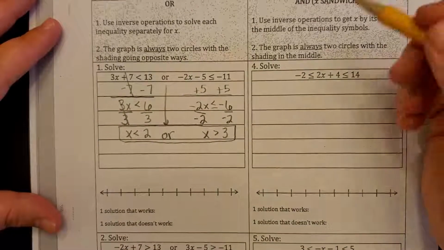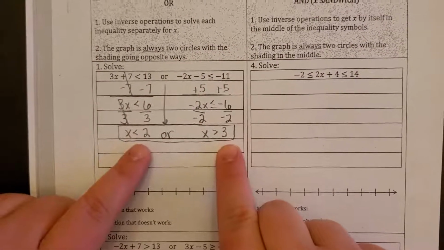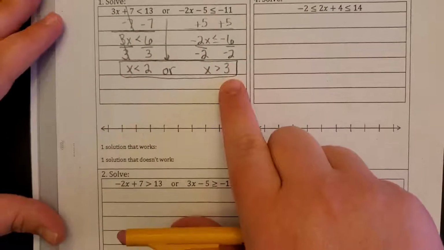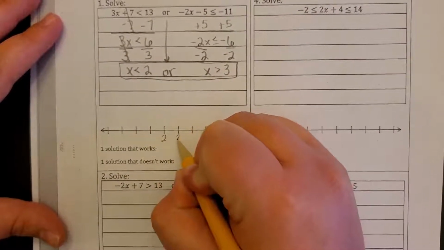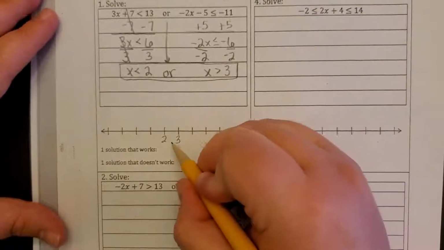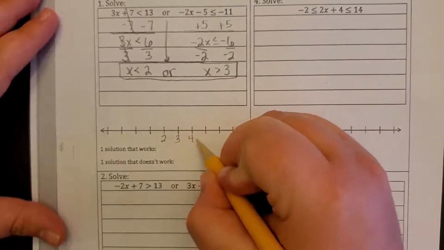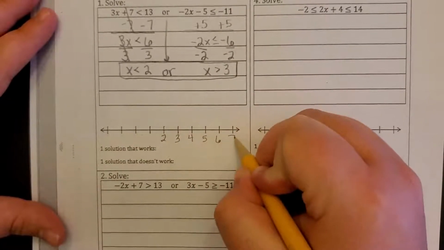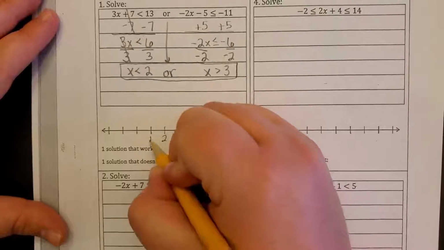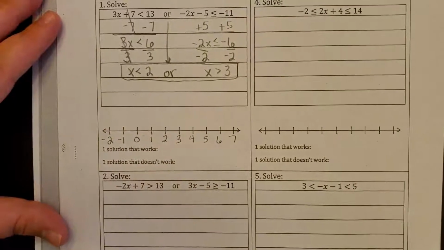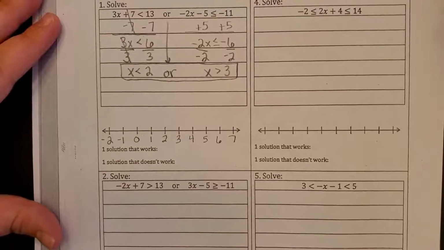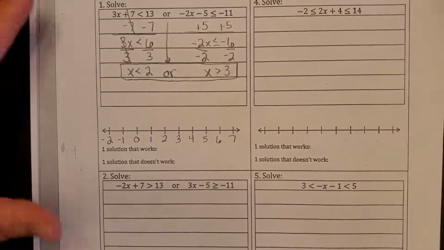When I go to put these on the number line, you have to make sure that both the 2 and the 3 are on the number line. This one's pretty easy because 2 and 3 are right next to each other. Then just fill in the rest of the number line: 2, 3, 4, 5, 6, and 7, and then 2, 1, 0, negative 1, negative 2. Now, I'm going to have two graphs here, two lines, basically.